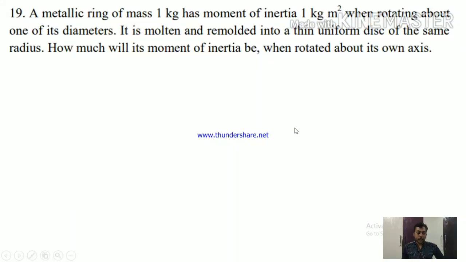Question 19. A metallic ring of mass 1 kg has a moment of inertia of 1 kg meter square when rotating about one of its diameters. It is molten and remolded into a thin uniform disc of the same radius. How much will its moment of inertia be when rotated about its own axis?